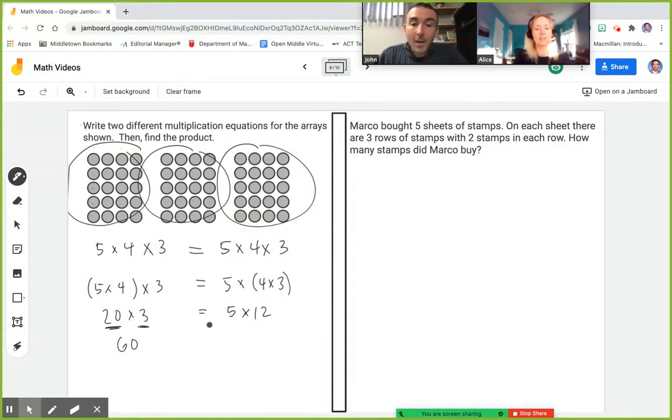And then for my last step, 5 times 12, we can do that mentally or write it out using standard algorithm. And 5 times 12 is equal to 60. So either way will result in 60. There are 60 dots shown, but the way that we arrive at the 60, we can choose to either do 5 times 4 times 3 or 5 times 4 times 3. So we can prioritize which pair we want to multiply first.